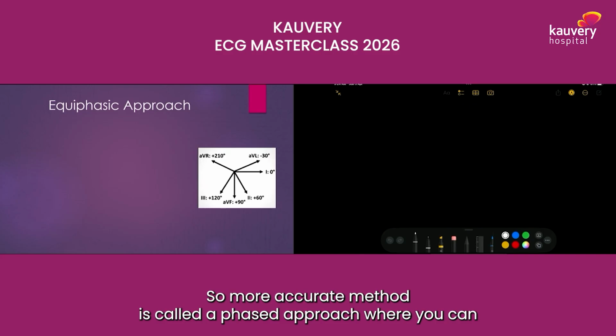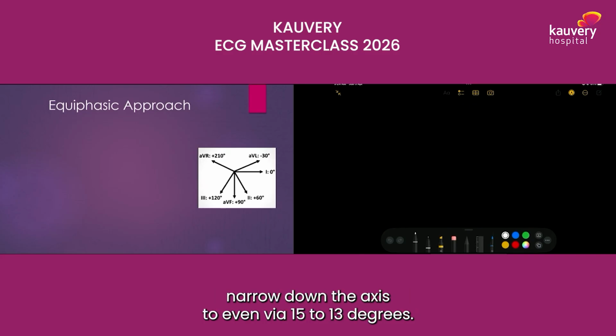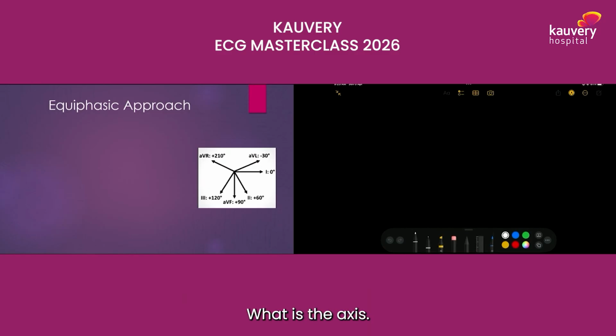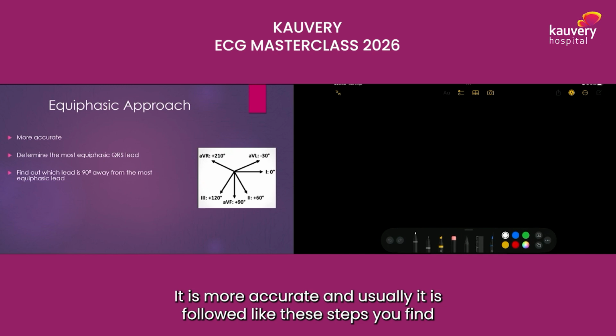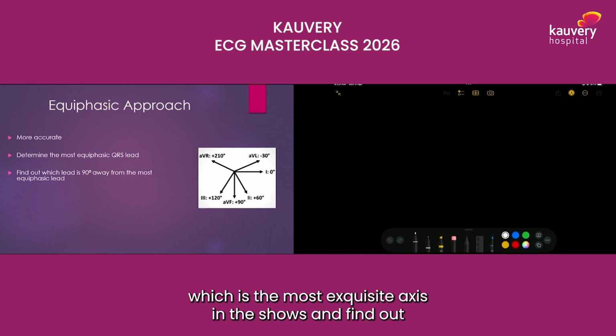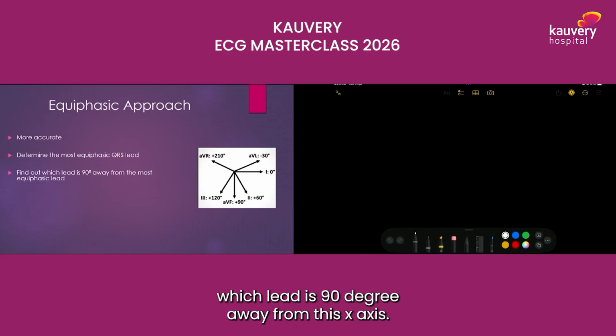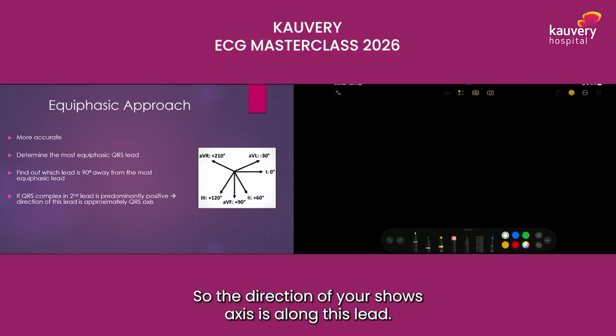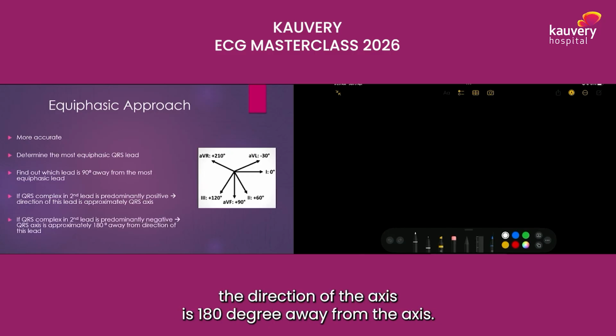The more accurate method is called the equiphasic approach, where you can narrow down the axis to even 15 or 13 degrees. You can tell the axis without seeing the interpretation of the ECG at the right side. Again, remember this hexaaxial system. It is usually followed in these steps. You find the most equiphasic lead in the QRS and find out which lead is 90 degrees away from this equiphasic lead. If this lead is predominantly positive, the direction of your QRS axis is along this lead. If it is predominantly negative, the direction of the QRS axis is 180 degrees away from the lead.